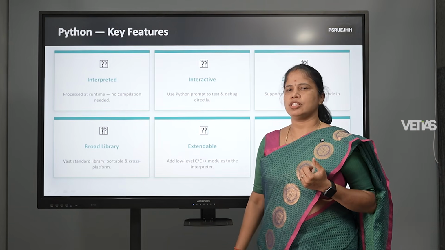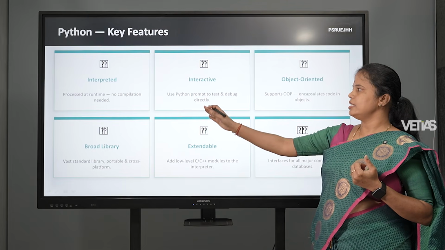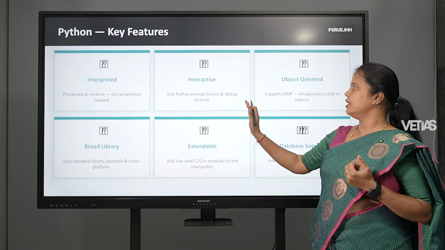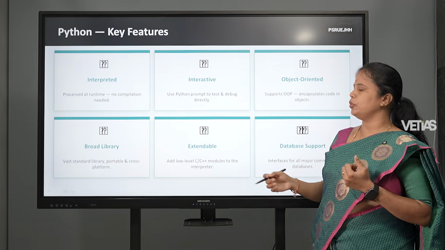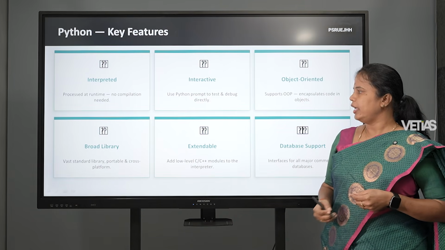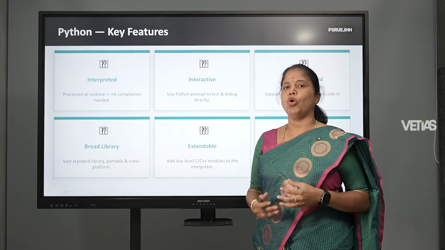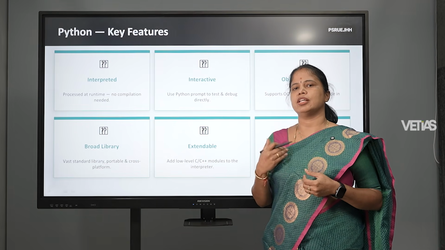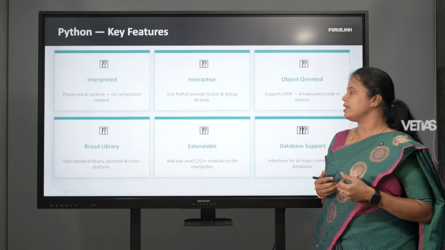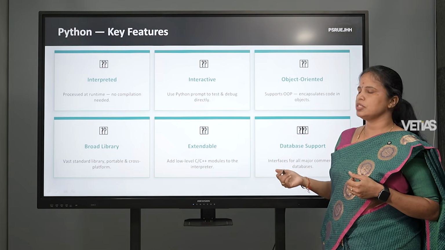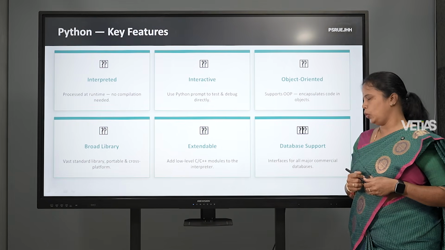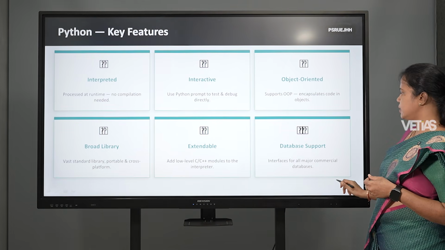The main key features we discussed about Python are: it is interpreted, so it is processed at runtime and no compilation is required. It is interactive, using a prompt to test and debug directly. It is object oriented, supporting the concept of OOPS. Then you have broad libraries, so many libraries for visualizations and other mathematical functions. It is extendable, where you can use low-level C and C++ modules inside Python, and it also supports databases.